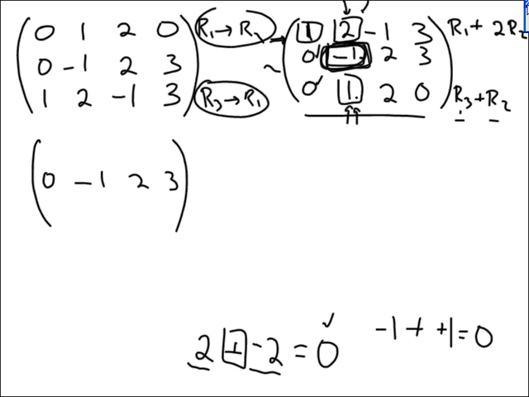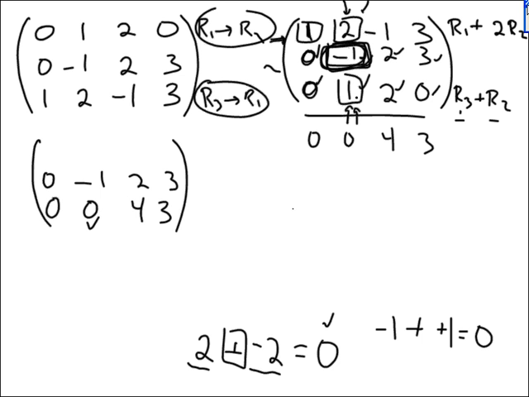I can do that right here. 0 plus 0 is 0. Negative 1 plus 1 is 0. 2 plus 2 is 4. 3 plus 0 is 3. So that is what row number 3 will be. And notice I got my 0.